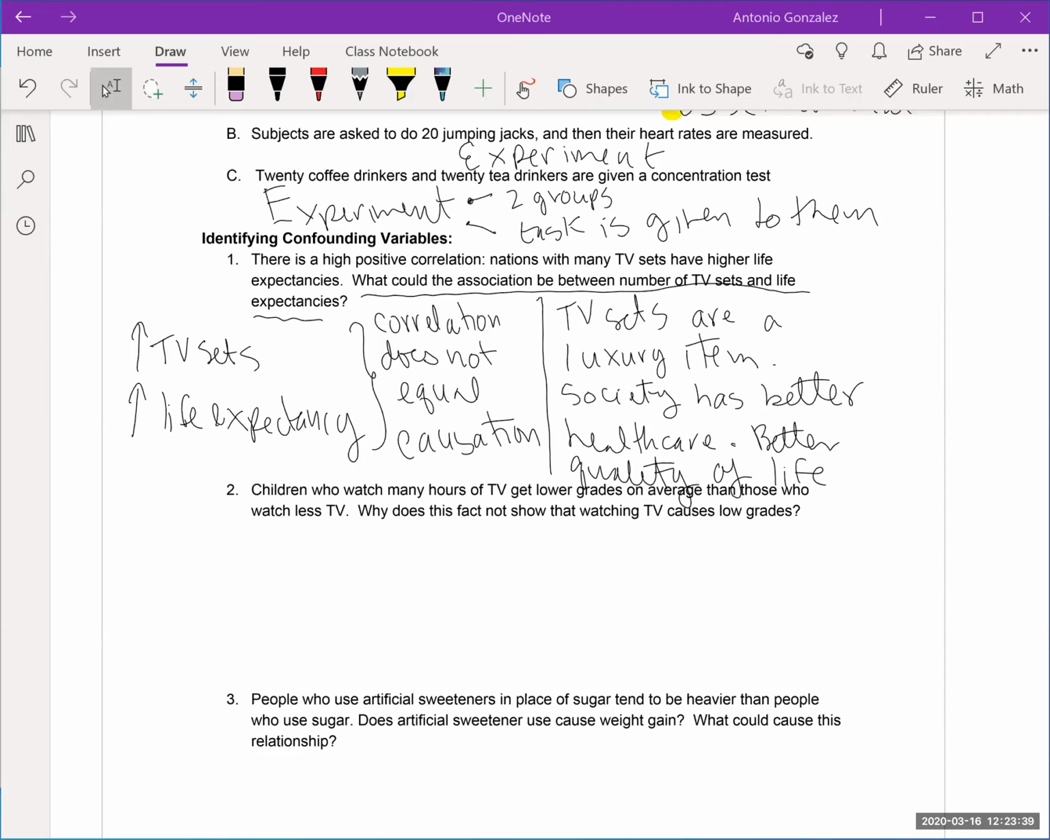Okay, so now let's take a look at the second one here. Children who watch many hours of TV get lower grades on average than those who watch less. Now, again, here's where we have to be careful, right? Why does this fact not show that watching TV causes low grades? So again, always remember, correlation does not equal causation. So what are some other things that could be at play?